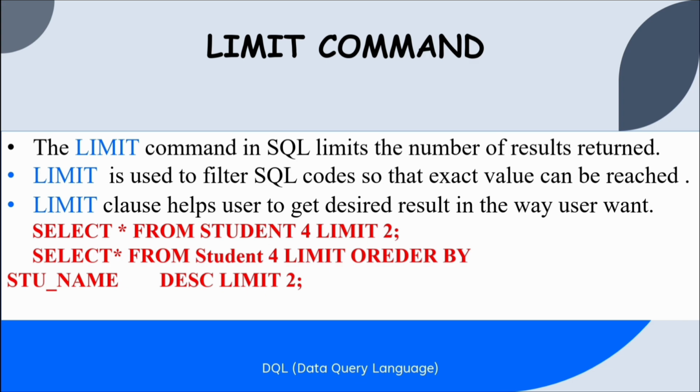Limit in SQL is one of the most important clauses. When dealing with large databases, developers need to filter their queries so that the exact value can be reached. By using the limit command, the user can get the desired result. It can specify a limited number of rows. The syntax for the limit command is select asterisk from student4 limit 2. Here only 2 records we can retrieve from the table. For descending, select asterisk from student4 order by student name DESC limit 2. We can get only 2 records in descending order.